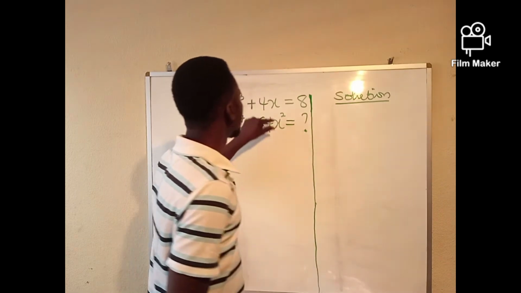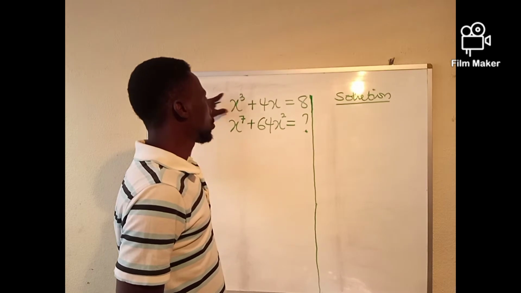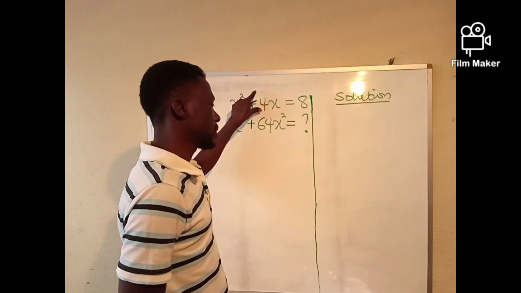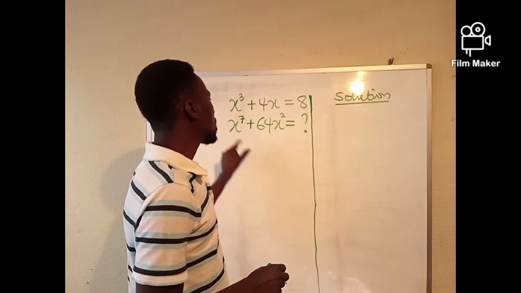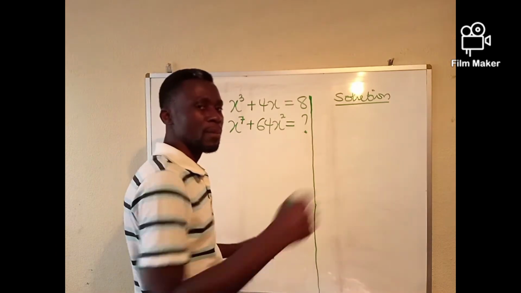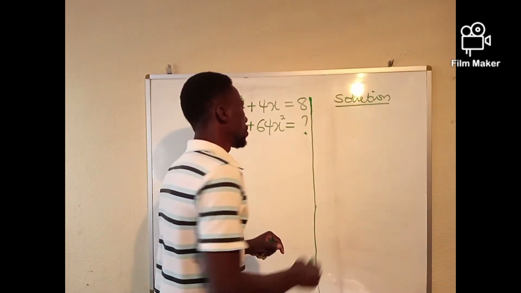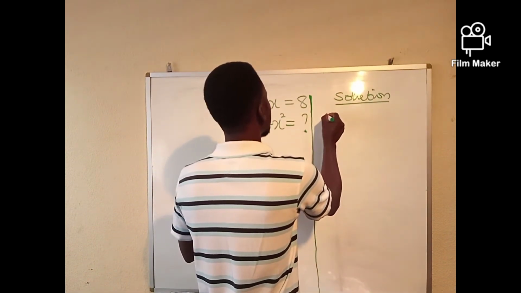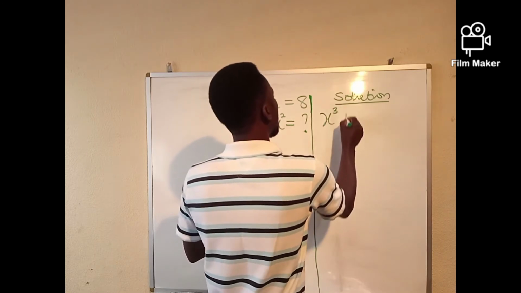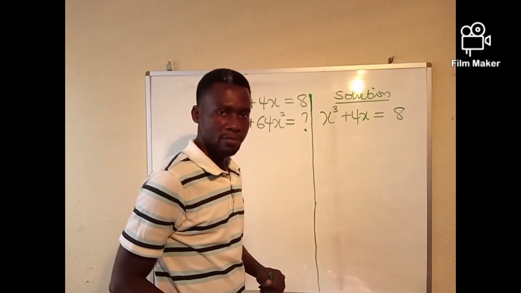Now, what we're going to do is we're going to manipulate this equation to get this x to the 7 plus 64x squared from it. So our aim is to make sure that we shall have x to the 7 plus 64x squared to be equal to something or to be equal to some other terms. Now let's see how that will come out. So let's put here x cubed, since that is our principal equation. So x cubed plus 4x is equal to 8. This is what we have.